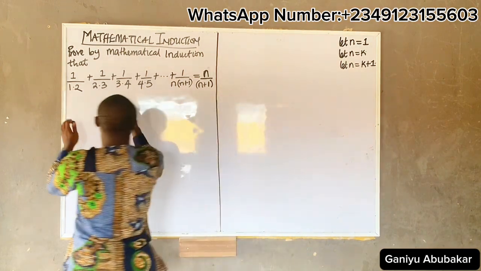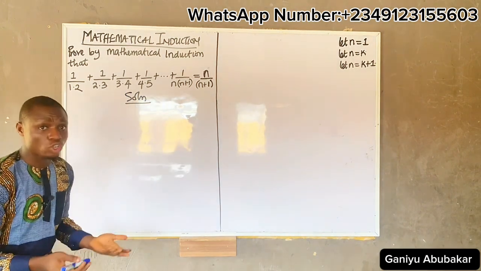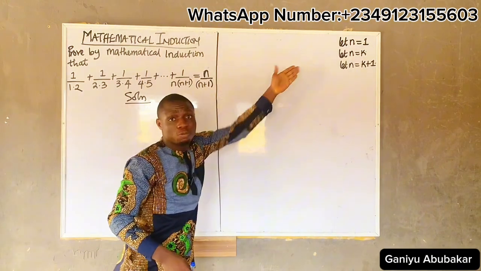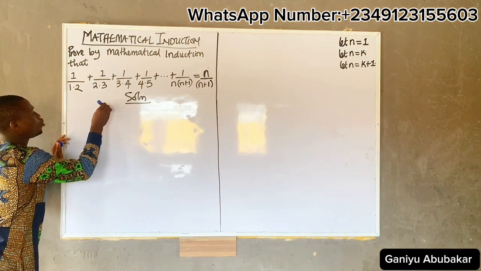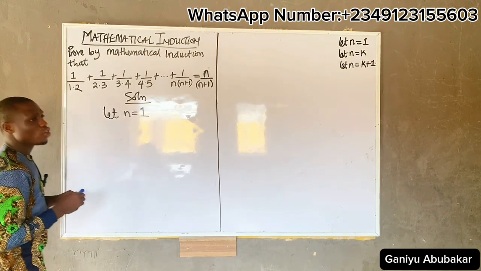Solution, please. If I see any question under induction, what comes to mind first? What's the first rule? Let n be 1. So my first rule is: let n be equal to 1.